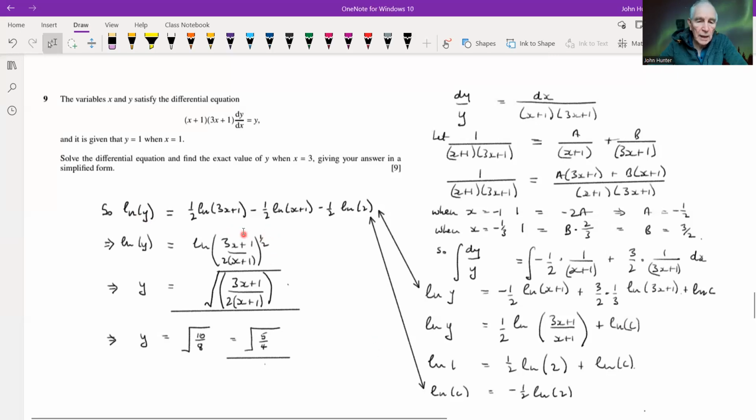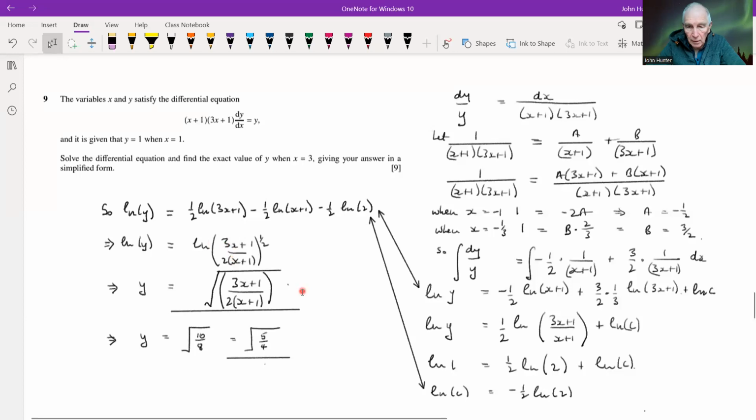Again, we've got 3 natural logs, 1 minus this minus the other, so this is the numerator, this is the denominator, and this is also denominator. 3x plus 1 over 2 into x plus 1, and then we've got 1/2 applied right across the whole lot. So multiplying our logs by half means we've got the log of that expression to the power of a half. So we can strip away the natural log operator now, and we're just left with y equals the square root of 3x plus 1 divided by 2 into x plus 1.